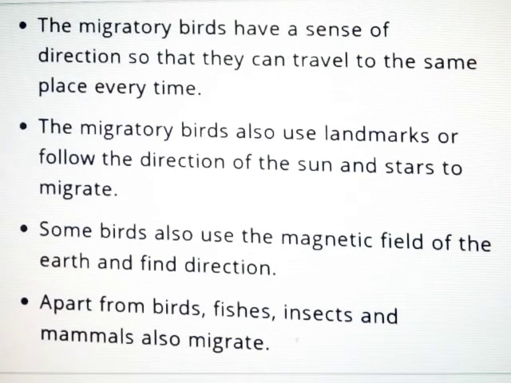Apart from birds, fishes, insects and mammals also migrate.